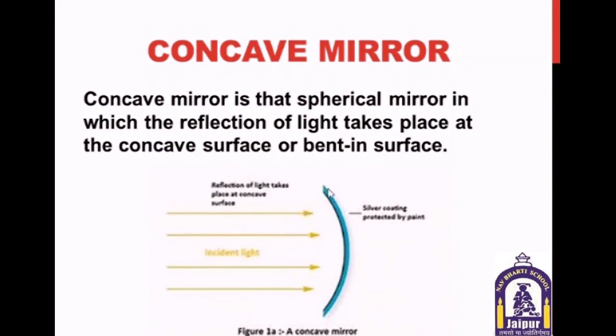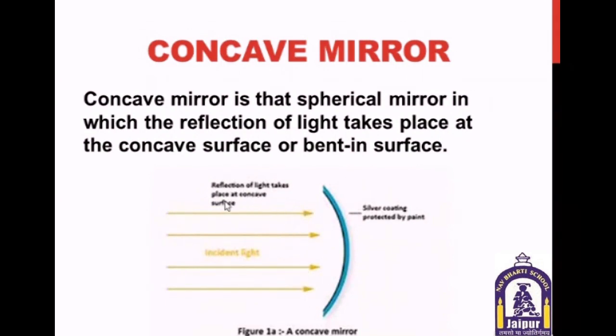Let's have a look. This is a piece of a hollow sphere. We've cut that hollow sphere into a part, so this blue color is a part of that hollow sphere. This is a hollow spherical mirror, with a silver coating protected by paint. In this blue part there will be no reflection of light, and in this part, where the incident light is falling, all the reflection will take place.